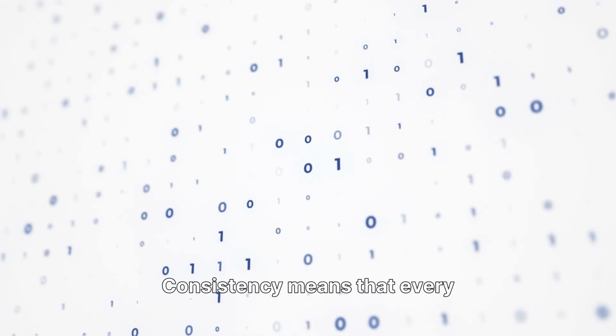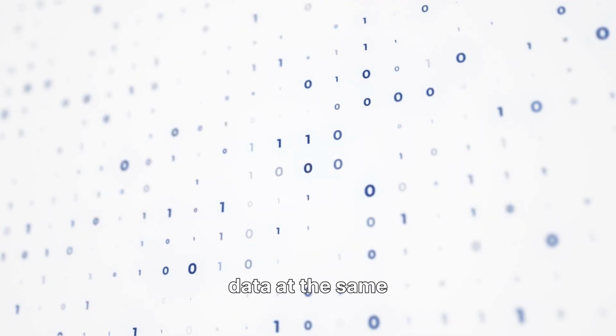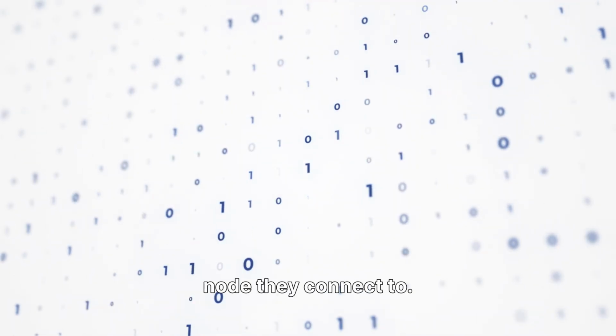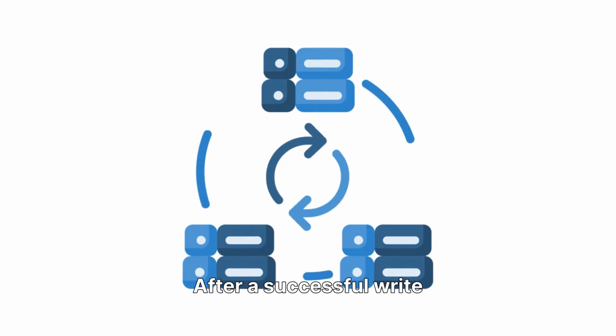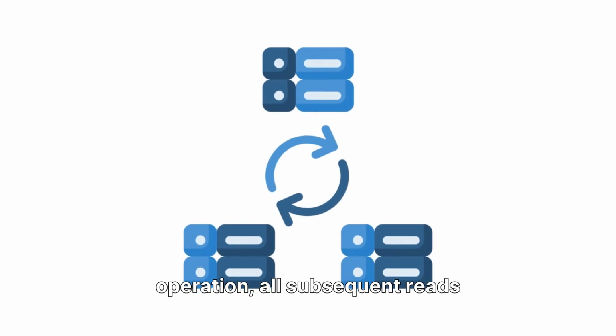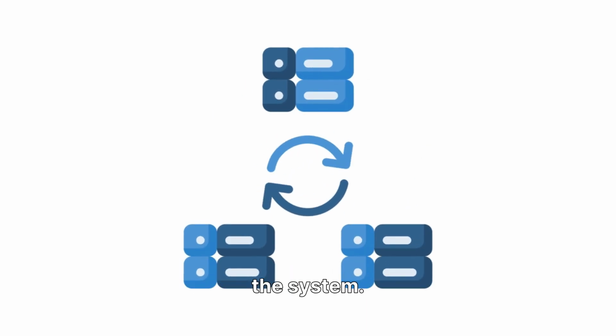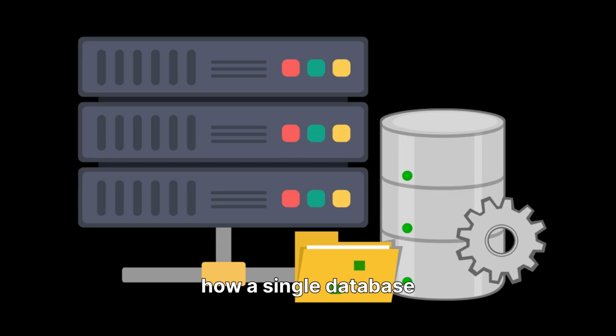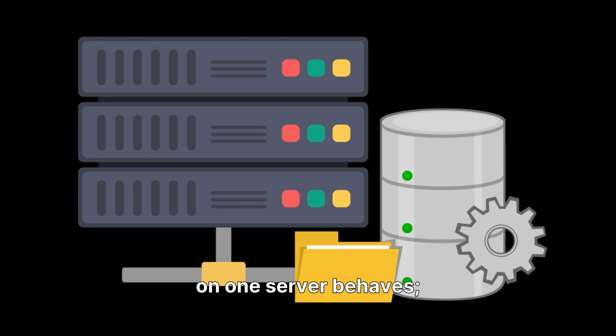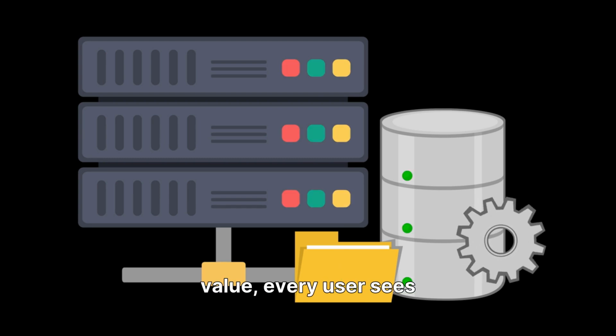Consistency means that every client sees the same data at the same time, no matter which node they connect to. After a successful write operation, all subsequent reads should return the exact same updated value across the system. This is similar to how a single database on one server behaves. When you change a value, every user sees the change immediately.